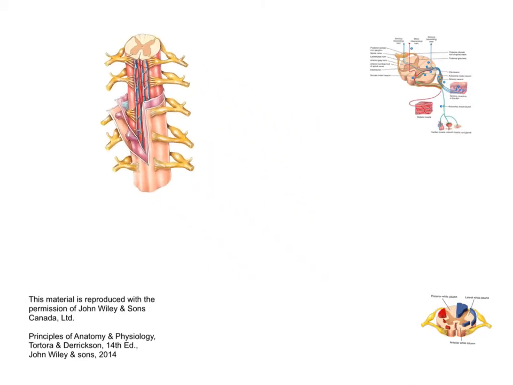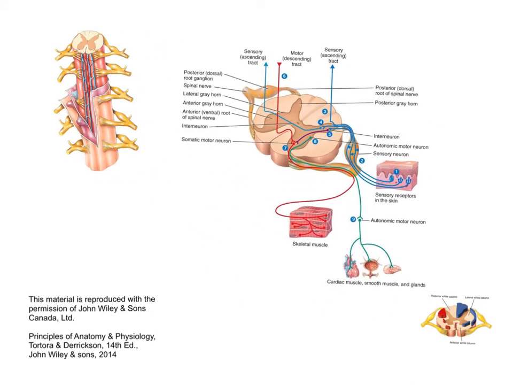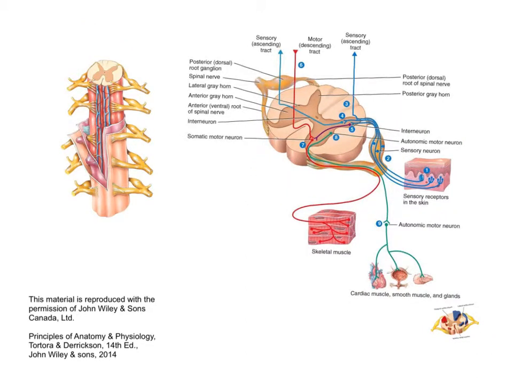Now let's take a look at a transverse section of the spinal cord. Again, going back to the concept that sensory information coming in to the spinal cord is going to be blue, efferent signals leaving the spinal cord are going to be red for the somatic nervous system, and they are going to be green for the autonomic nervous system. I want to compare these two diagrams, but first of all, let's orientate ourselves.